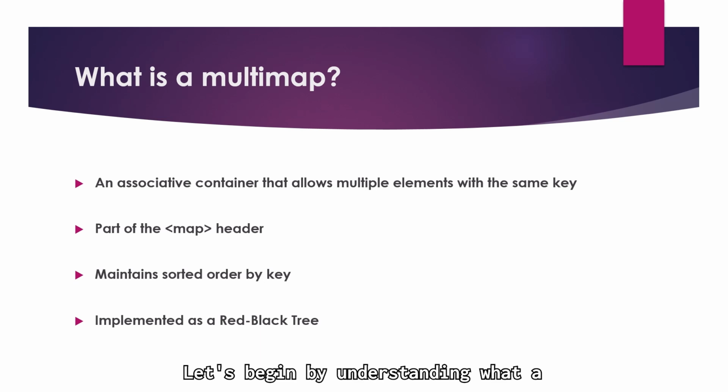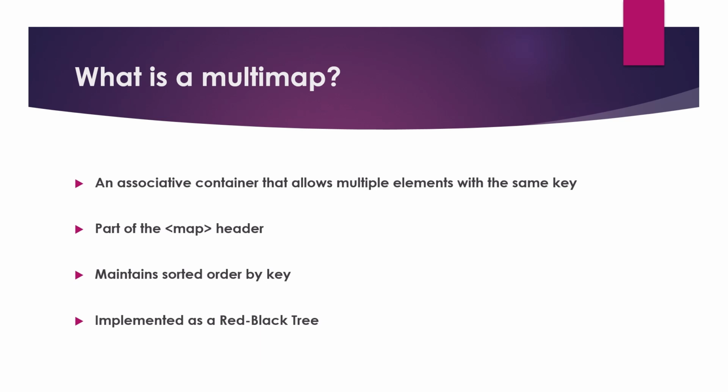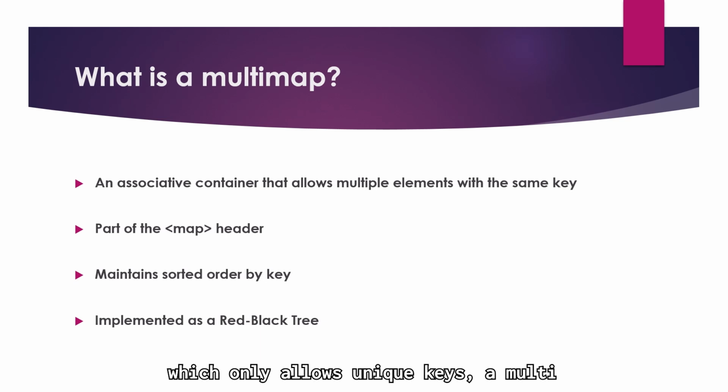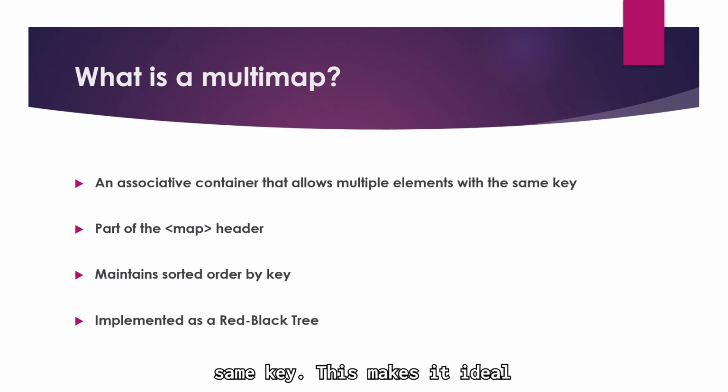Let's begin by understanding what a multimap actually is. At its core, a multimap is an associative container, which means it stores elements in the form of key value pairs just like a map. But here's the big difference. Unlike map, which only allows unique keys, a multimap can store multiple elements with the same key. This makes it ideal when a one-to-many relationship exists in your data model.